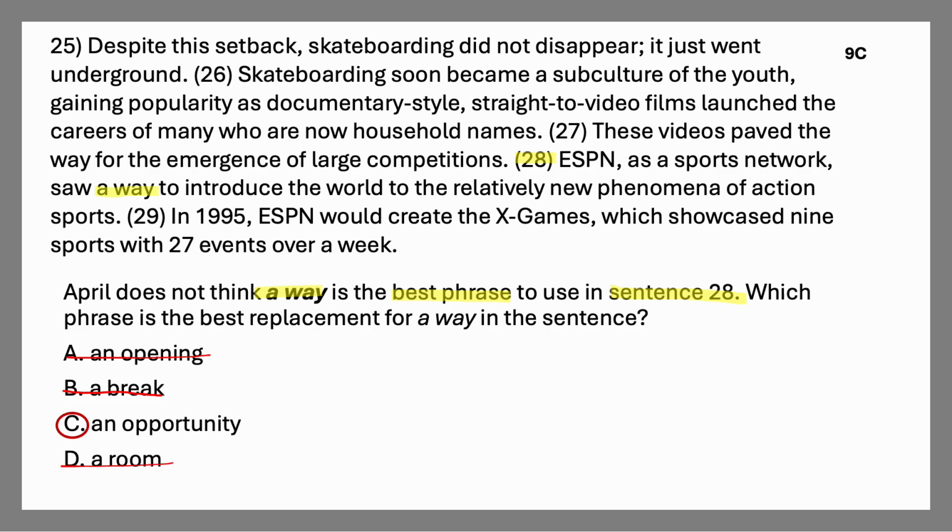If you look at the dictionary, an opportunity is a set of circumstances that make it possible to do something. And at the beginning, it's talking about those circumstances in sentence 26. It's saying that it's become a subculture of the youth, it's gained popularity, it's gone straight to video films that launched many careers and household names. And so those sets of circumstances have created this opportunity. That's why looking up the definition really helps with making that decision for these words, especially when there's some that really could work in some cases.